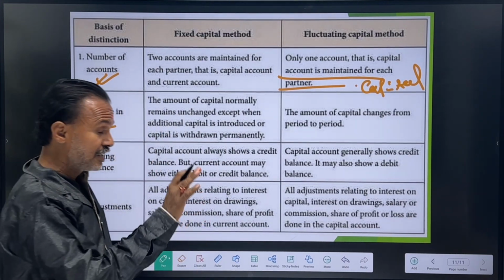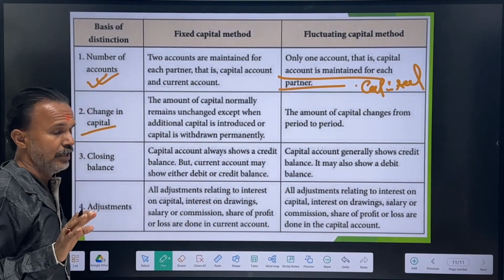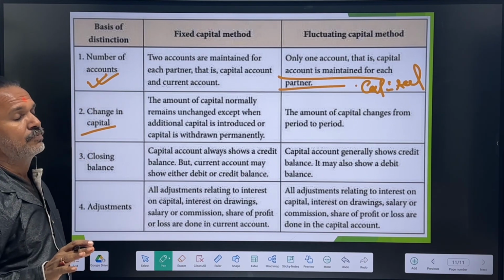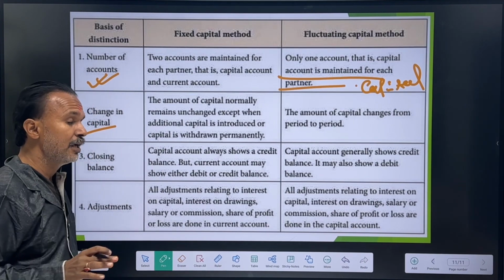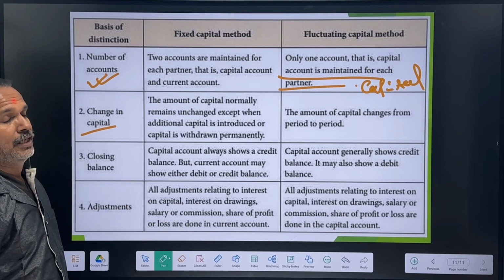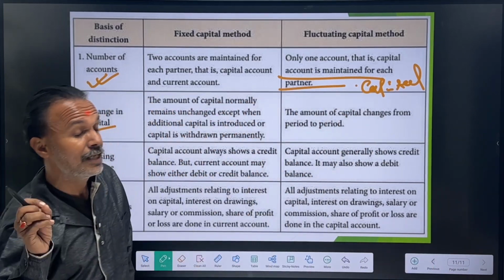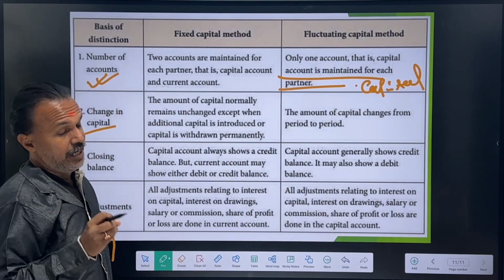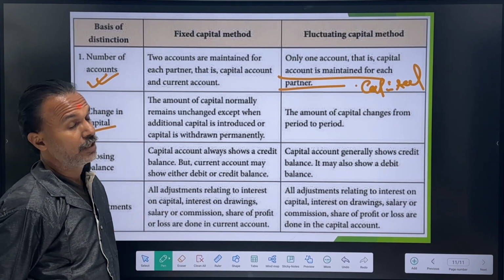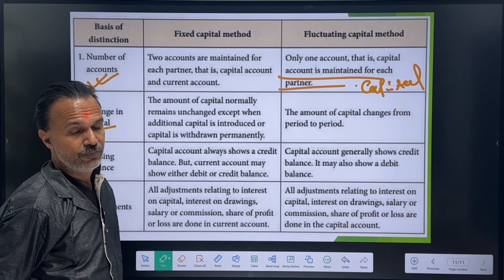In the case of fixed capital account, capital remains constant. It is changed only in special circumstances, when capital is permanently withdrawn by the partners or additional capital is brought in by the partners. But in the case of fluctuating capital account, the capital accounts of partners are always changed according to time. It does not remain constant, it changes according to the time period.